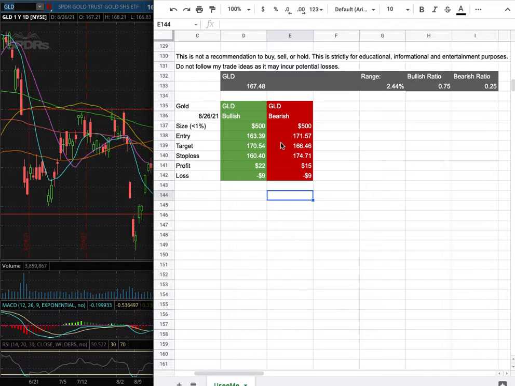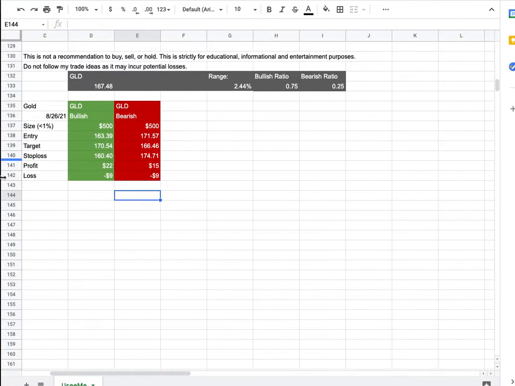However, if I were to open a short position, my entry is at $171.57, and that is this range here. My sell target is at $166.46, and my stop loss is at $174.71. So whichever entry price were to hit first, that'll be my position of the week.